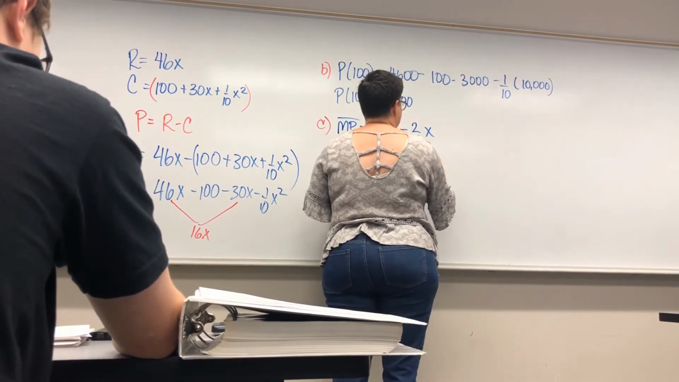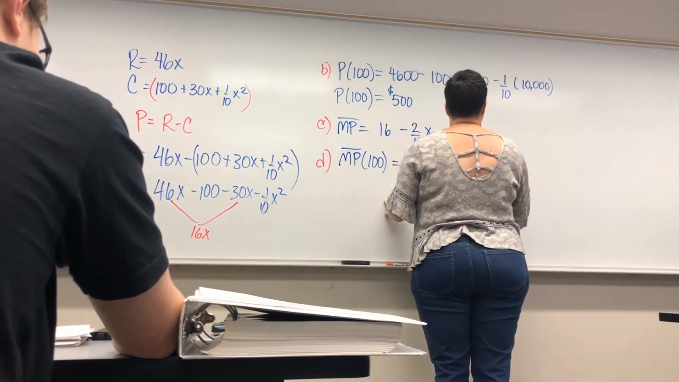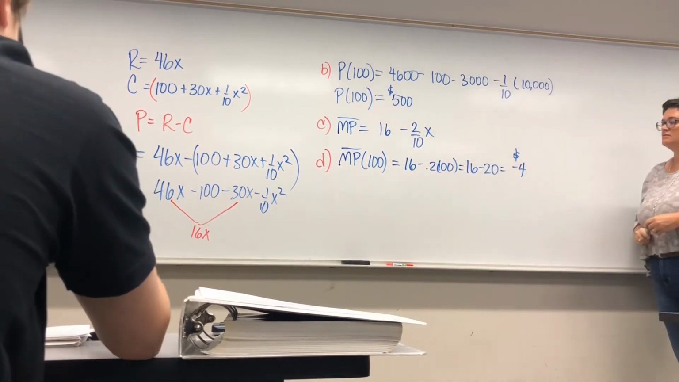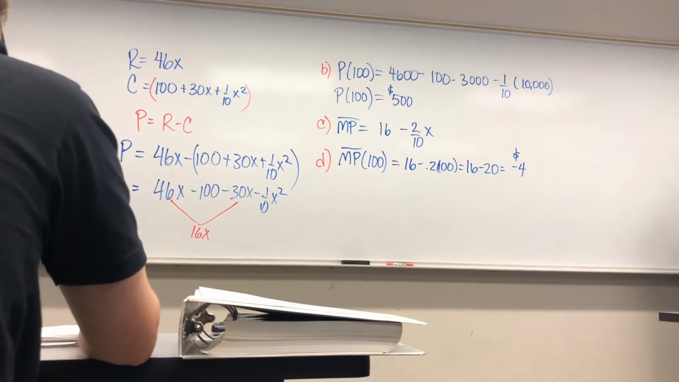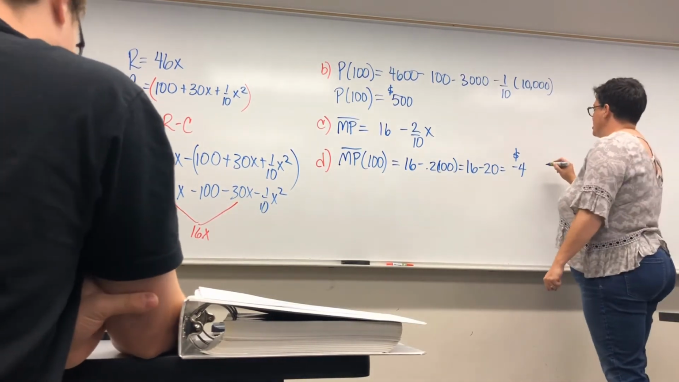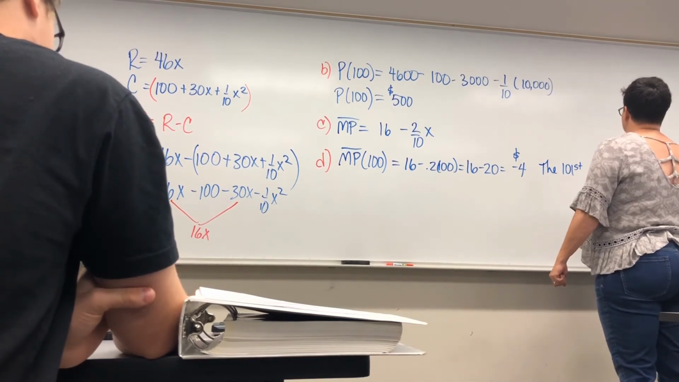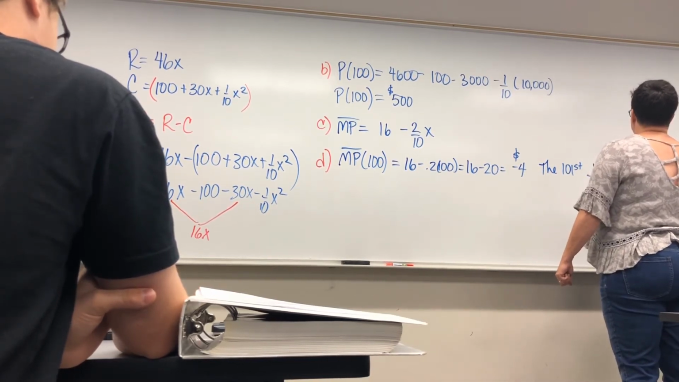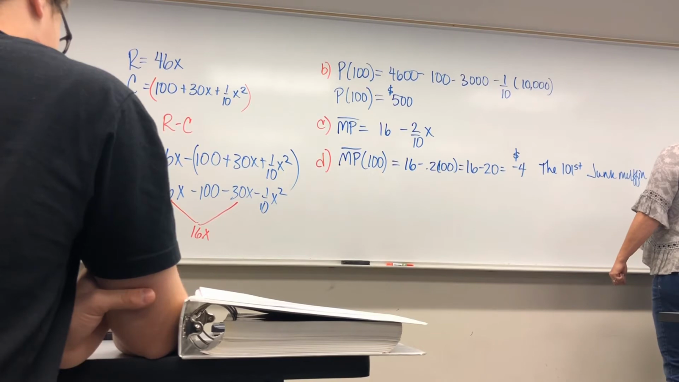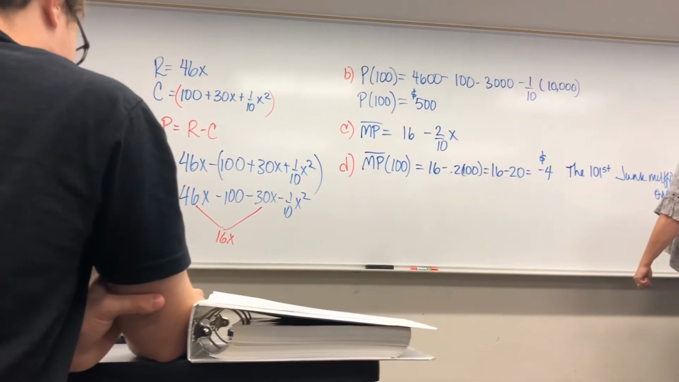16 minus 0.2 of 100 equals 16 minus 20 equals negative $4. This is not a very big venture, clearly, because if I make a 101st junk muffin, what's happening to my profit? Will decrease overall profits. By $4.